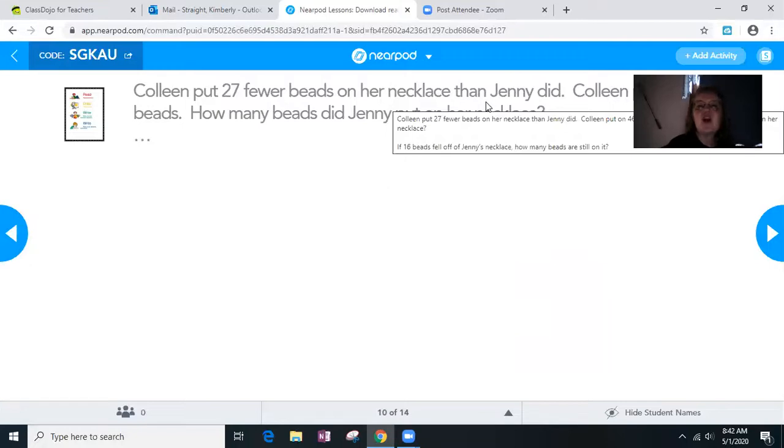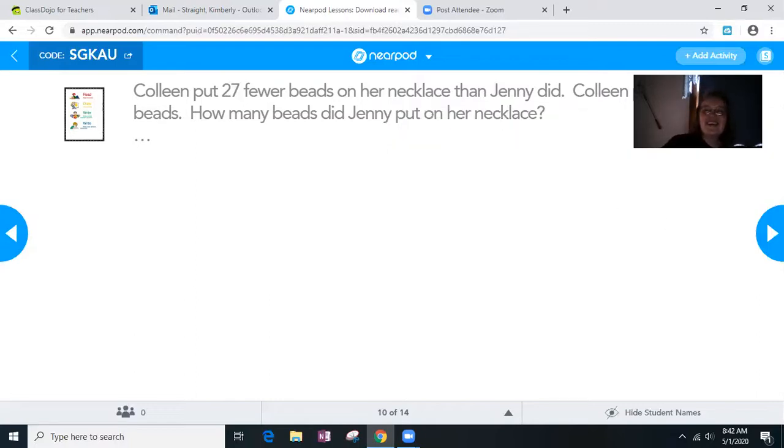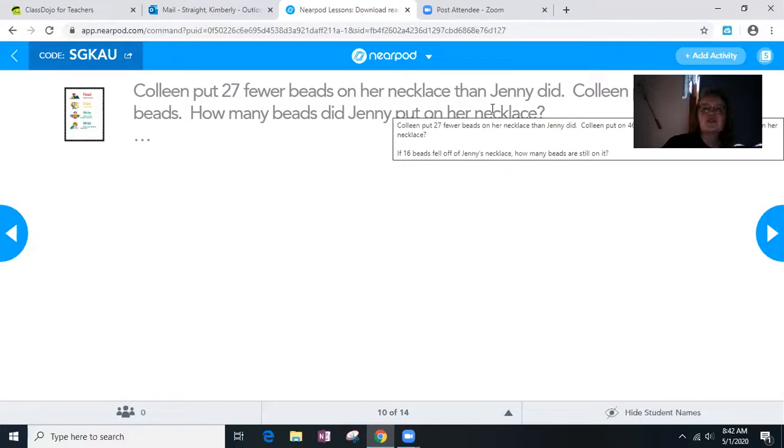Now, if 16 beads fell off of Jenny's necklace, how many beads are still on it? That's right, you need your answer from part A to answer part B. If they fell off, that means they are gone. They were taken away. So what operation for part B? Okay, go ahead and finish it. Again, if you cannot access Nearpod, you're going to need to pause the video so you can see the rest of the problem.